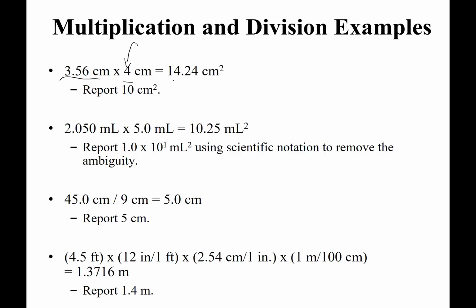Okay, so your calculator will tell you 14.24, but you cannot do this, right? So you can only have one significant figure. So this gets all rounded down to 10.